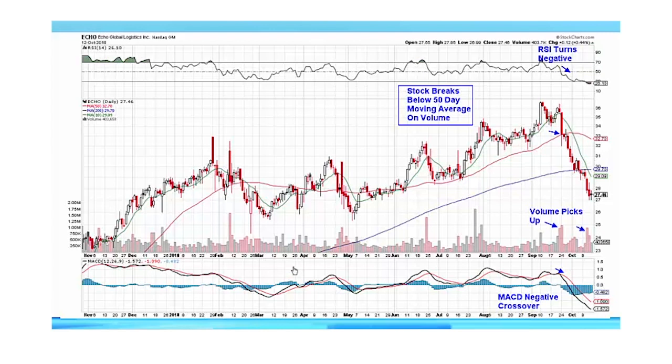I've also overlaid the RSI and the MACD. You can see once this RSI turns negative below this net neutral, that is in conjunction with this break below that 50-day. And then down below we have the MACD, which is also having a negative signal crossover, the black line down through the red. So this is also in conjunction with that pickup in volume with the selling. So this is going to tell you that the stock does have more downside ahead of it.